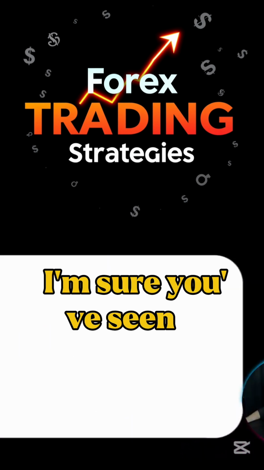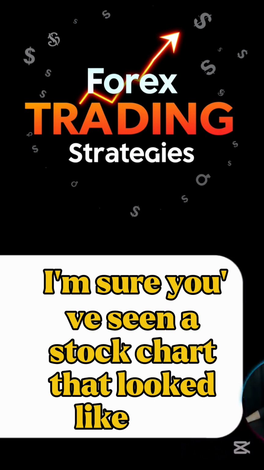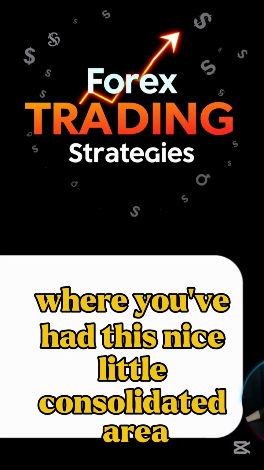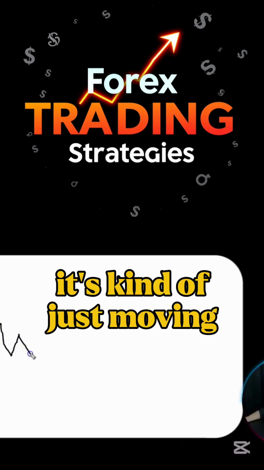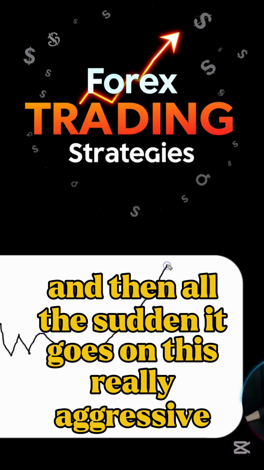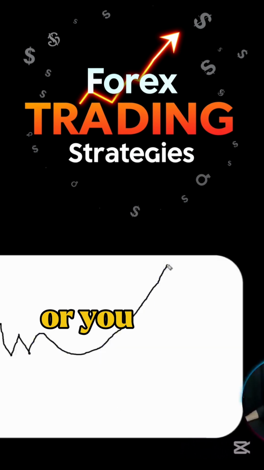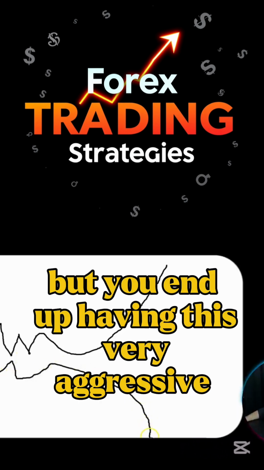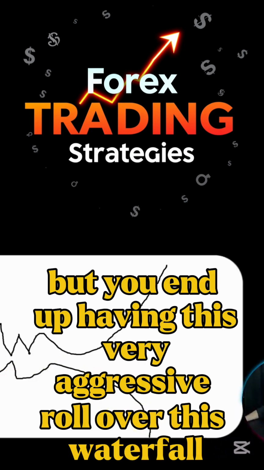I'm sure you've seen a stock chart that looked like this before, where you've had this nice little consolidated area, right? It's going up and down. It's kind of just moving around, and you don't know where it's going to go. And then all of a sudden it goes on this really aggressive ramp. Or you might see the inverse relationship, where you've got the same kind of consolidation, but you end up having this very aggressive rollover, this waterfall.